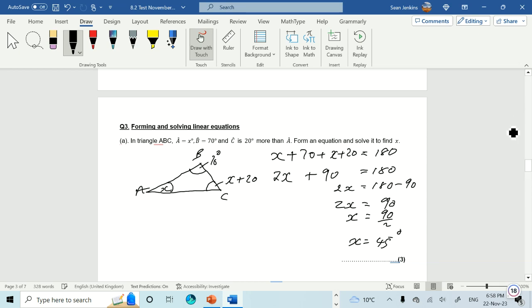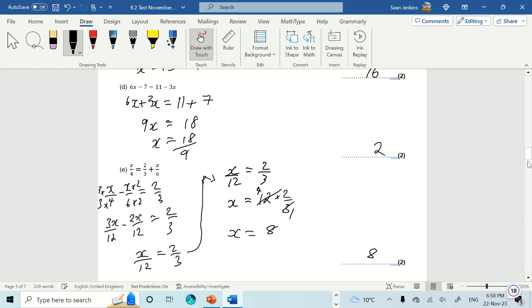And that's 3 marks. Bit of work, but we can get there. And that's it. We've got 10 minutes, and that's enough.